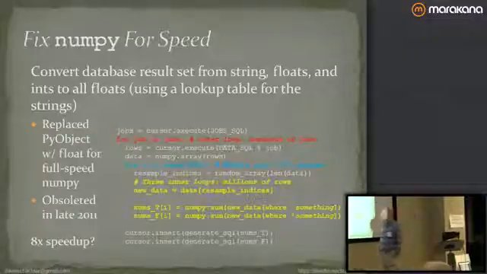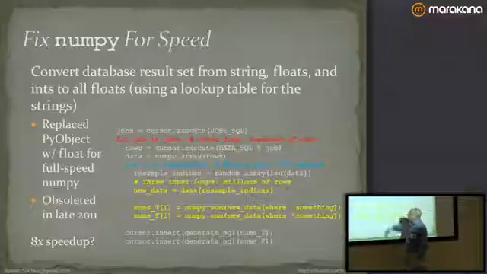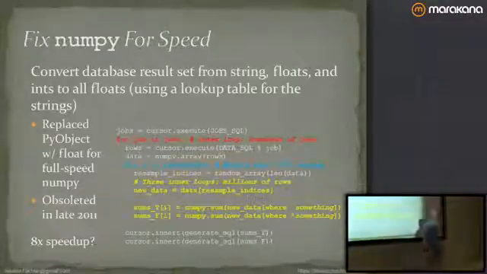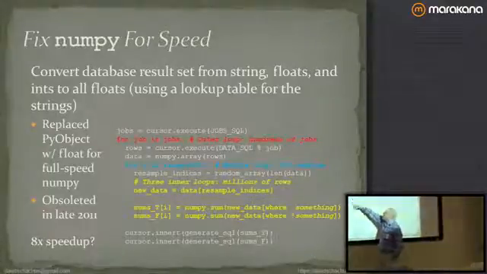I also made a fix to NumPy. The result set coming back from the database in phase 1 here had 17 columns, a mixture of floats, ints, and one string. When we pass that result set into NumPy and say, hey, NumPy, make a NumPy array out of this, NumPy does what we tell it to do.